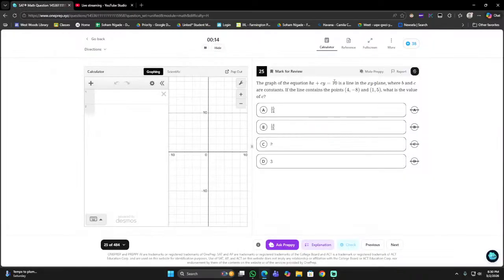Alright, the graph of the equation bxy equals this, blah blah blah. If the line contains this and this, what is the value of c? Very simple, boys. You see 2 points, you make a point, x here, -8 here, 1, 5. This gives you a value of a line.